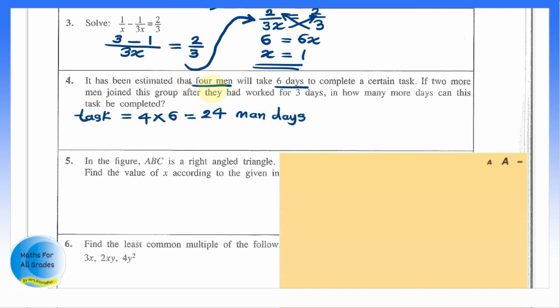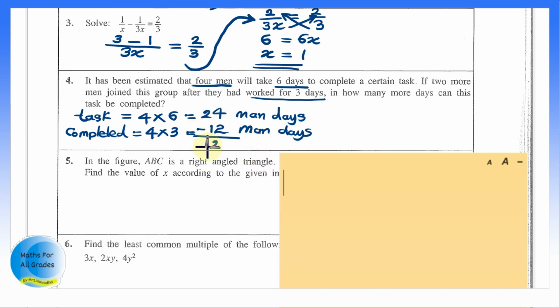And these 4 people had worked for 3 days. So they have completed 4 times 3, 12 man days. Now how many man days remain to complete? 24 minus 12 equals 12.